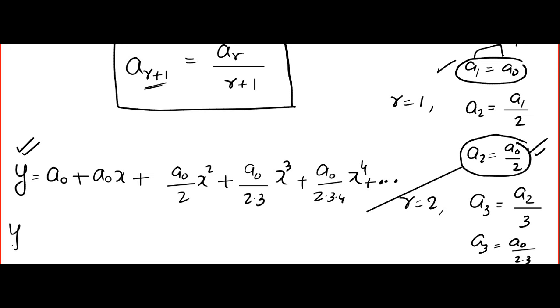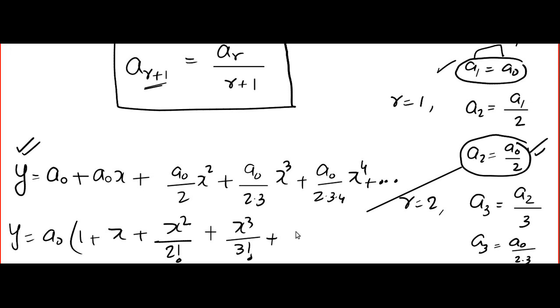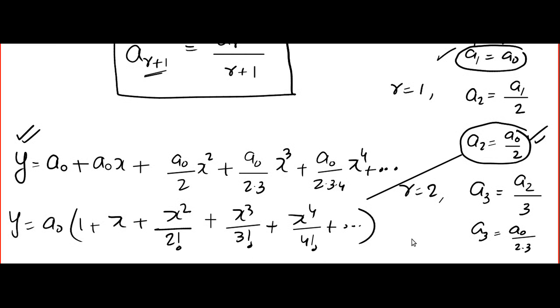Okay, so the answer will be a0 into 1 plus x plus x squared by, I can write 2 as 2 factorial because 2 factorial is 2 into 1, which is 2, plus x cubed by 3 factorial plus x to the power 4 by 4 factorial plus, that's it. So that's it. We have our solution, but it is in terms of a series. And this method is called the power series method.